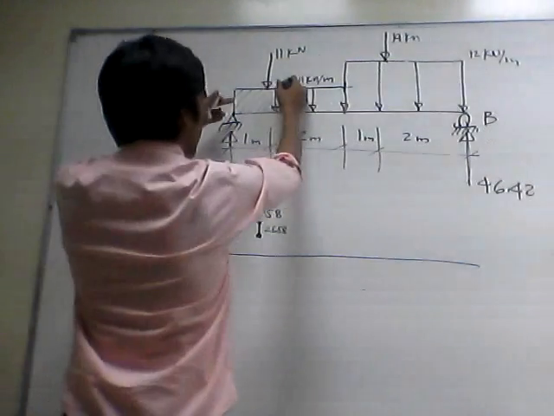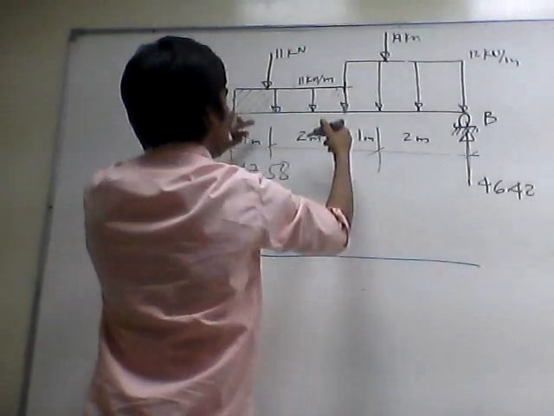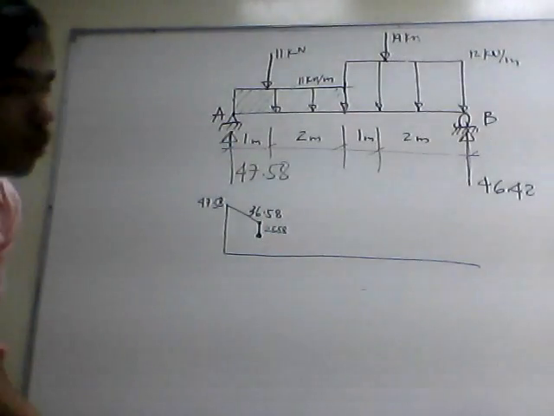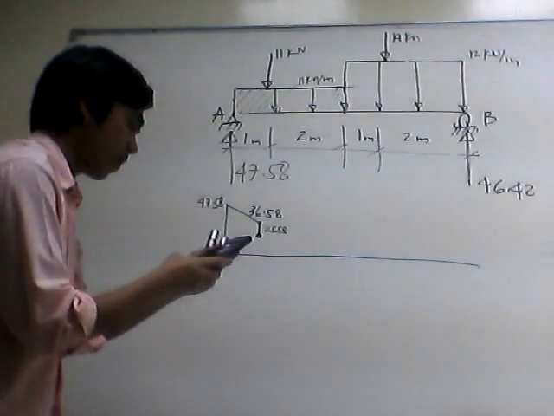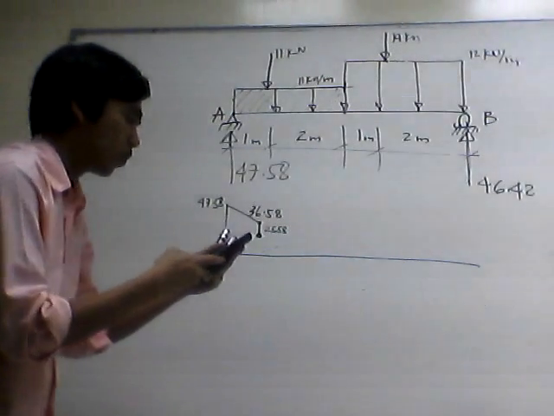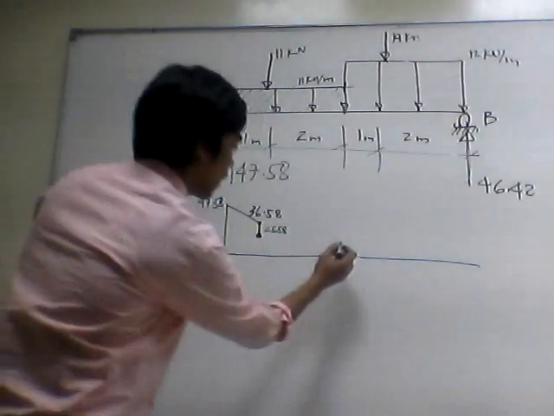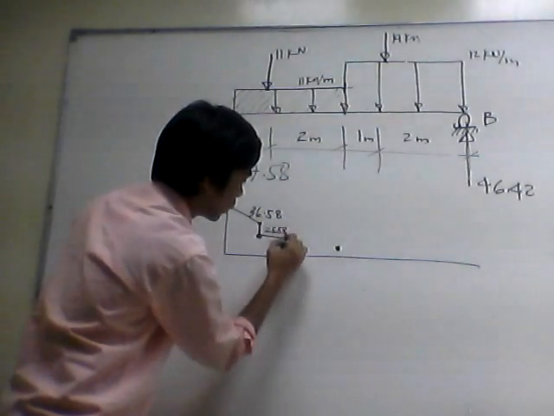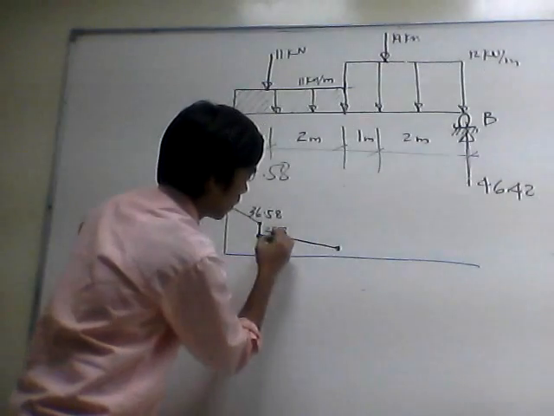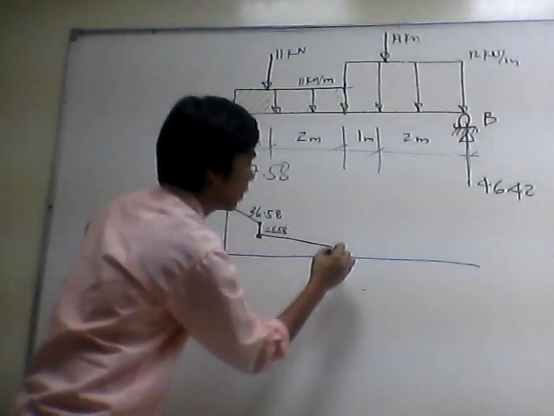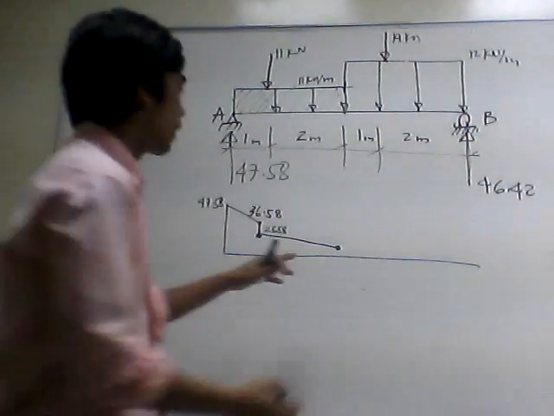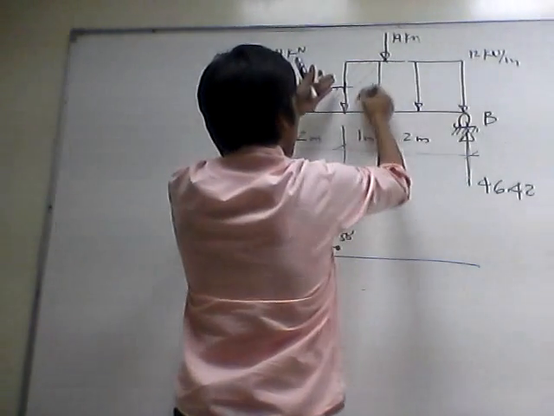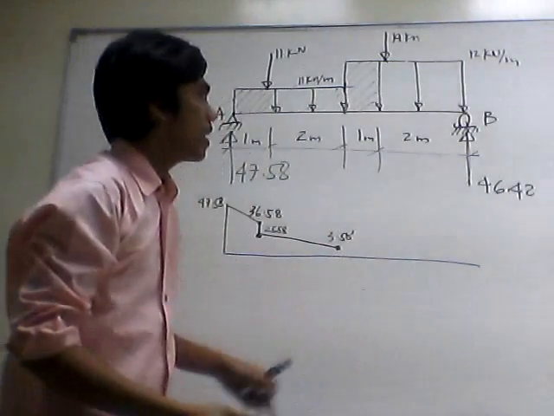And then another downward area of 11 times 2 is 22, that will give you 25.58 less 22, 3.58 here. So we have a trapezoid shape here. Straight line, first degree. And then here we have 12 multiplied by 1.